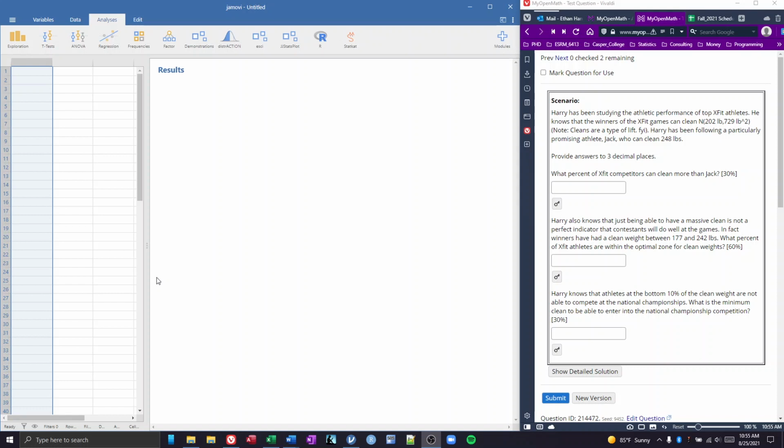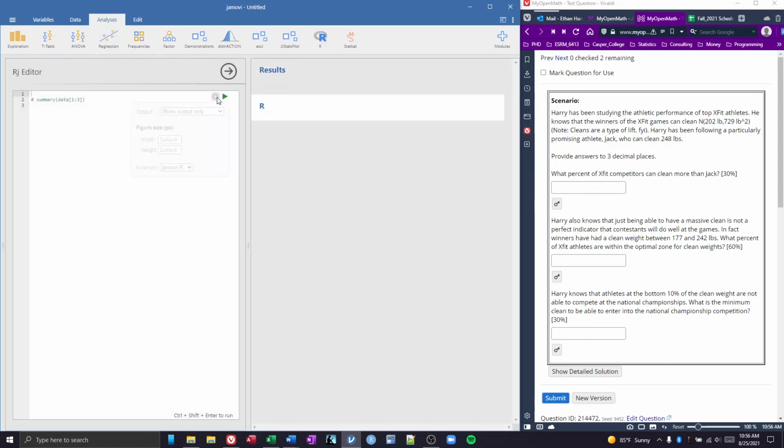Okay, so before we do anything, we're going to utilize a new tool. We're going to utilize this R editor. So we're going to do Rj editor. We're going to click on this little gear, and we're going to change this to show code and output. Do not fear, this is not a programming class, but we are going to learn just a few small things that we can do, mostly to help us with some of the other things we have.